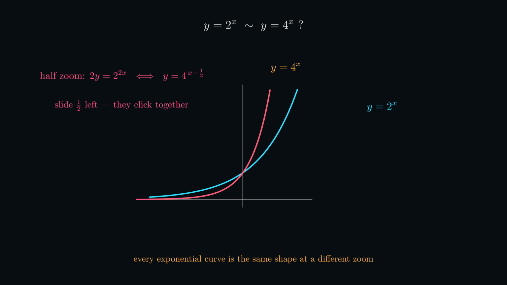And a slide changes nothing about shape. So, shrink the 2 curve by half, nudge it half a step, and it lies exactly on the 4 curve. Watch it happen, the two graphs click together, point for point. The same argument works for any two bases. Every exponential curve ever drawn is the same shape at a different zoom. Steeper growth is not a different curve. It is the same curve, seen from closer in.